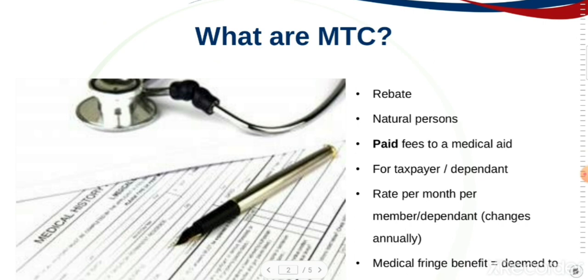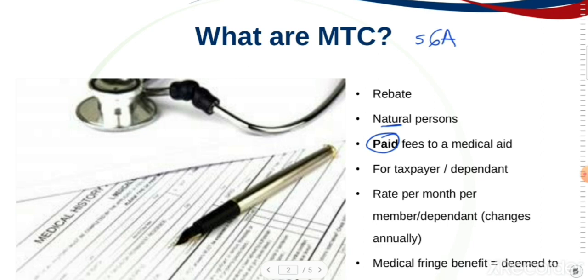So what are medical tax credits? Here we're just looking at Section 6A. It's a rebate, which means it would reduce your normal tax. You would put it there after you've considered your Section 6 rebates, primary, secondary and tertiary rebates. And then where you are doing the taxable income calculation for a natural person who's actually paid fees to a medical aid, you would then consider Section 6A.